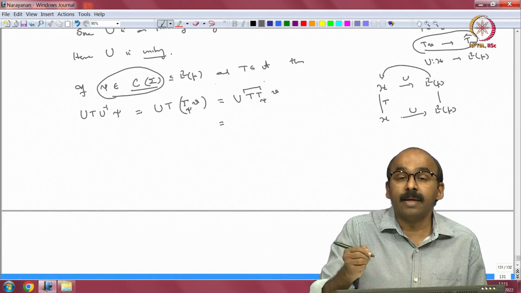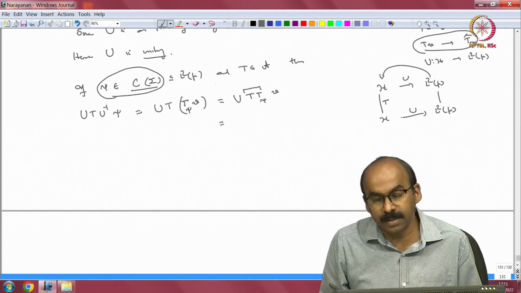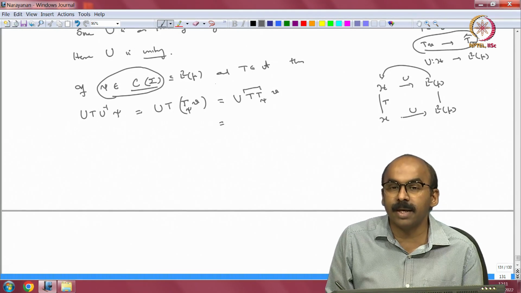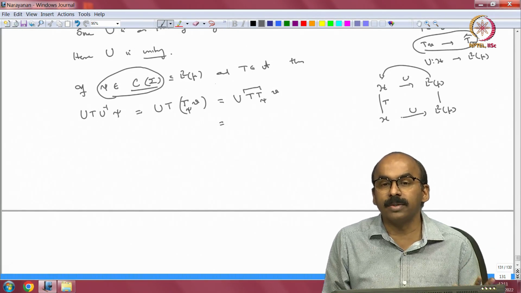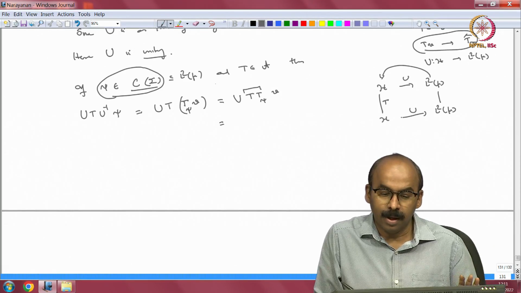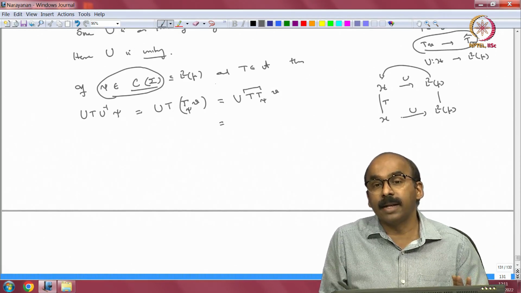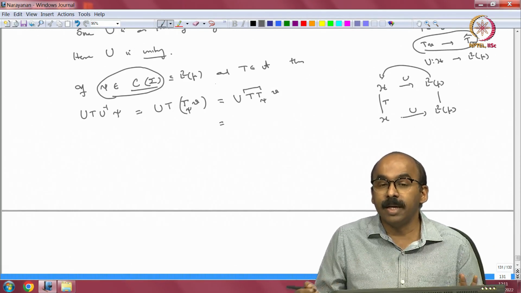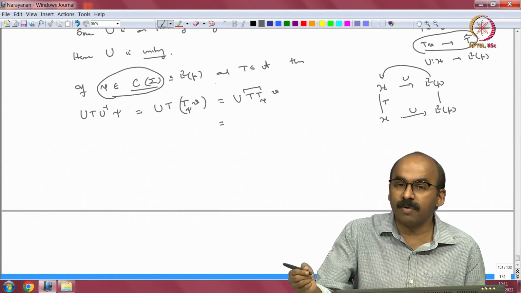T T psi, where is T psi? That is in A. T is in A. So T T psi is in A. I have U acting on A acting on V. What is that? The image will be simply the Gelfand transform of whatever that operator is.